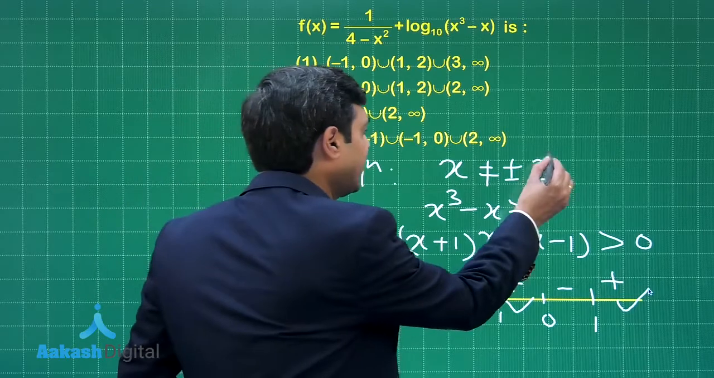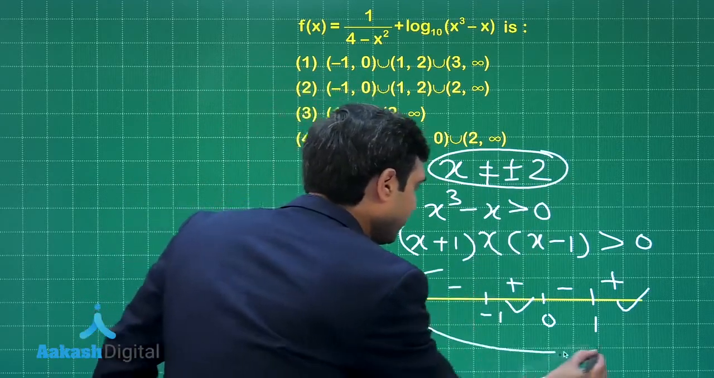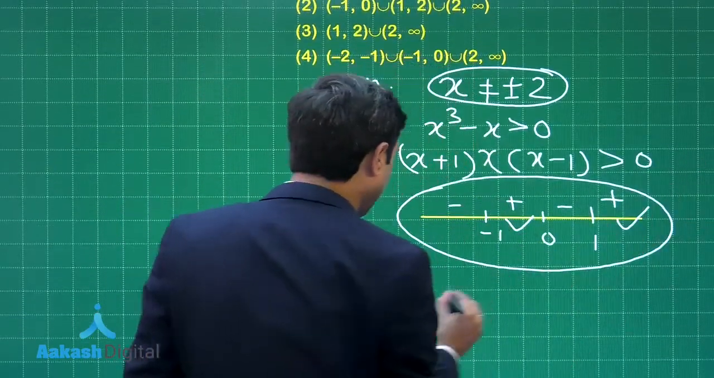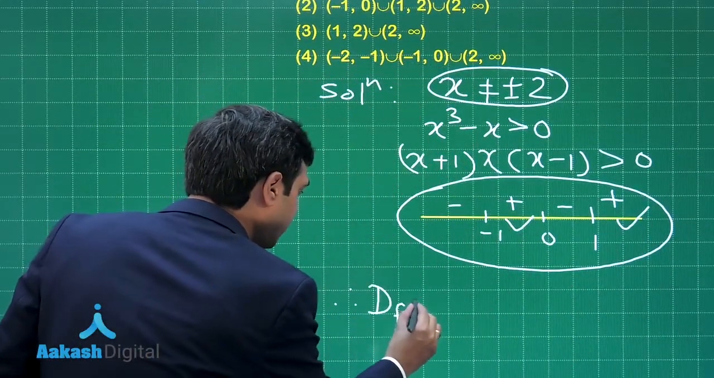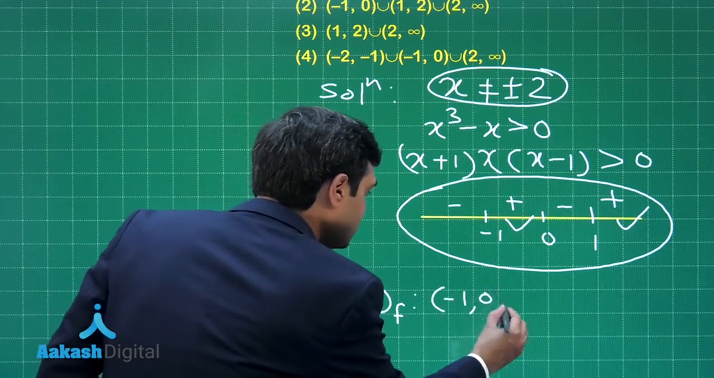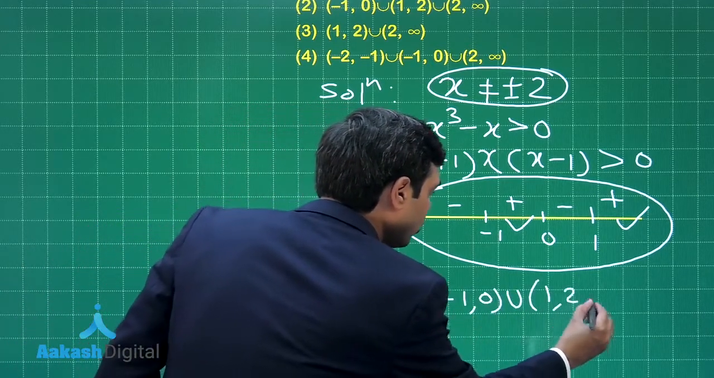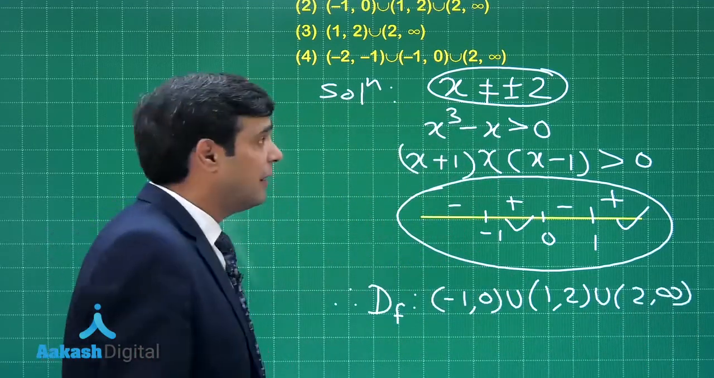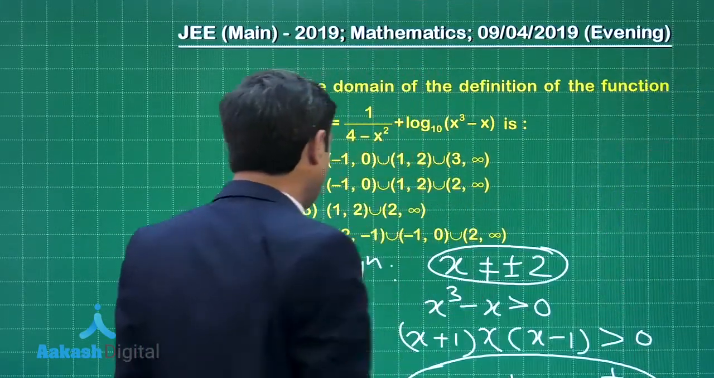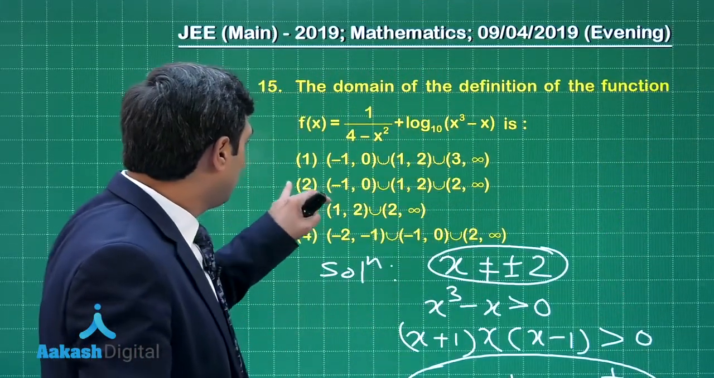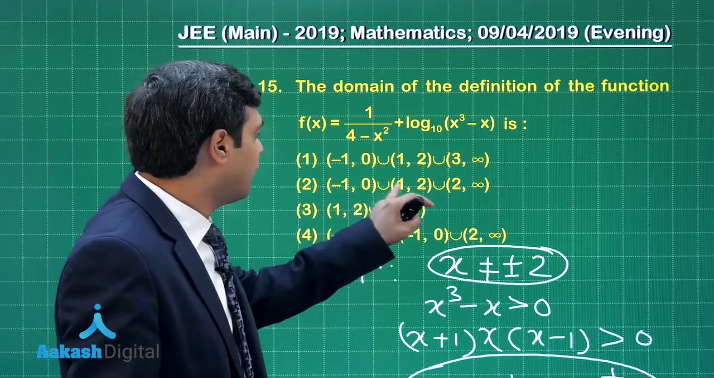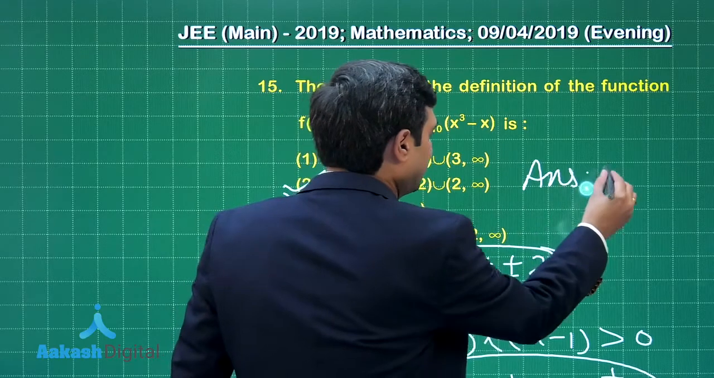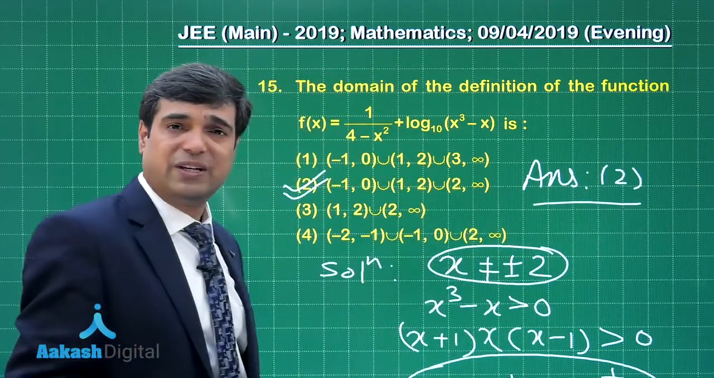Combining the two results, meaning this one and this obtained result, what's the final domain of the function? Let's write down the domain. Therefore, the domain of the function is -1 to 0 union 1 to 2 union 2 to infinity. I'm sure this is clear. Let's see from the given options. We can see option number 2 says -1 to 0 union 1 to 2 union 2 to infinity. So the correct answer is option number 2. Let's move on to question number 16 now.